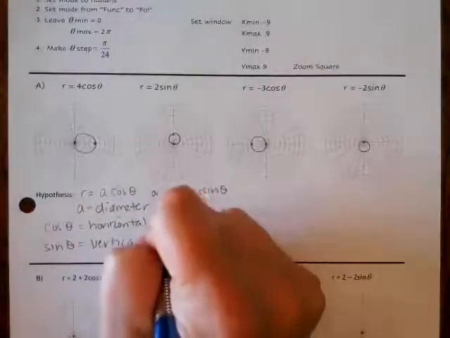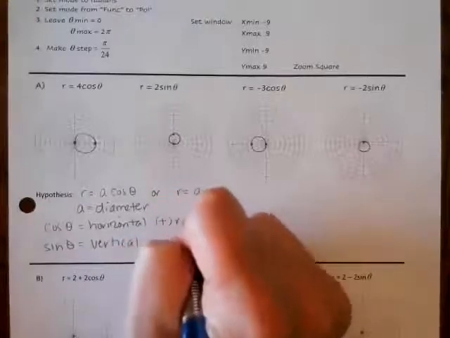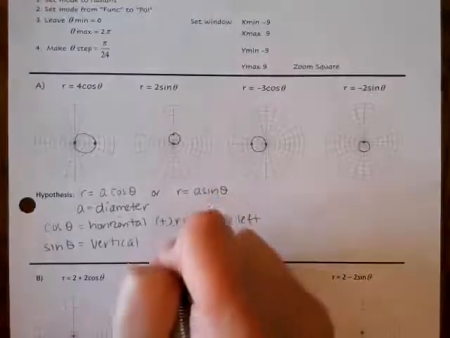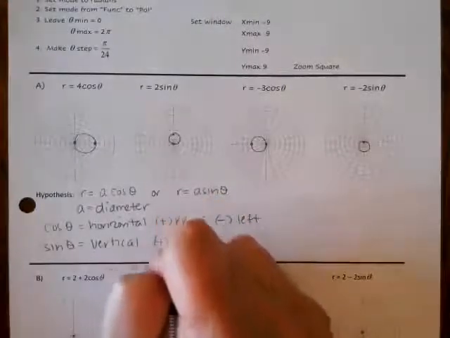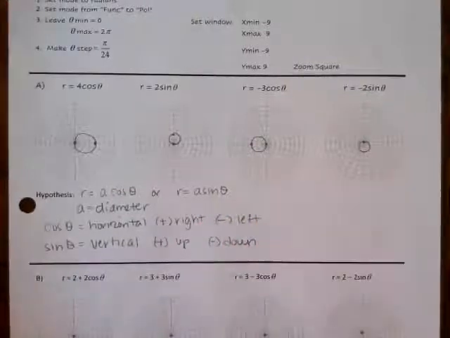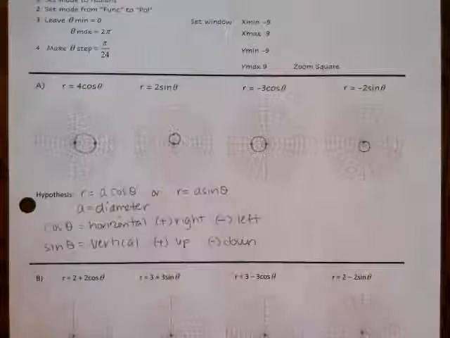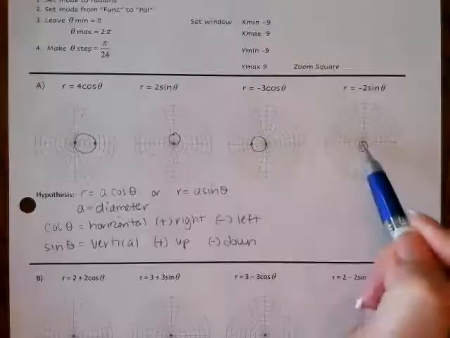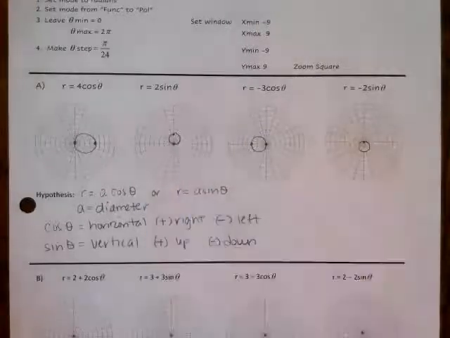And so when it was positive, it went to the right. And when it was negative, it went to the left. And for the vertical, when it was positive, it went up. And when it was negative, it went down. The last thing you should notice on those circles is that there is one point on the pole every single time, and the other part goes out.